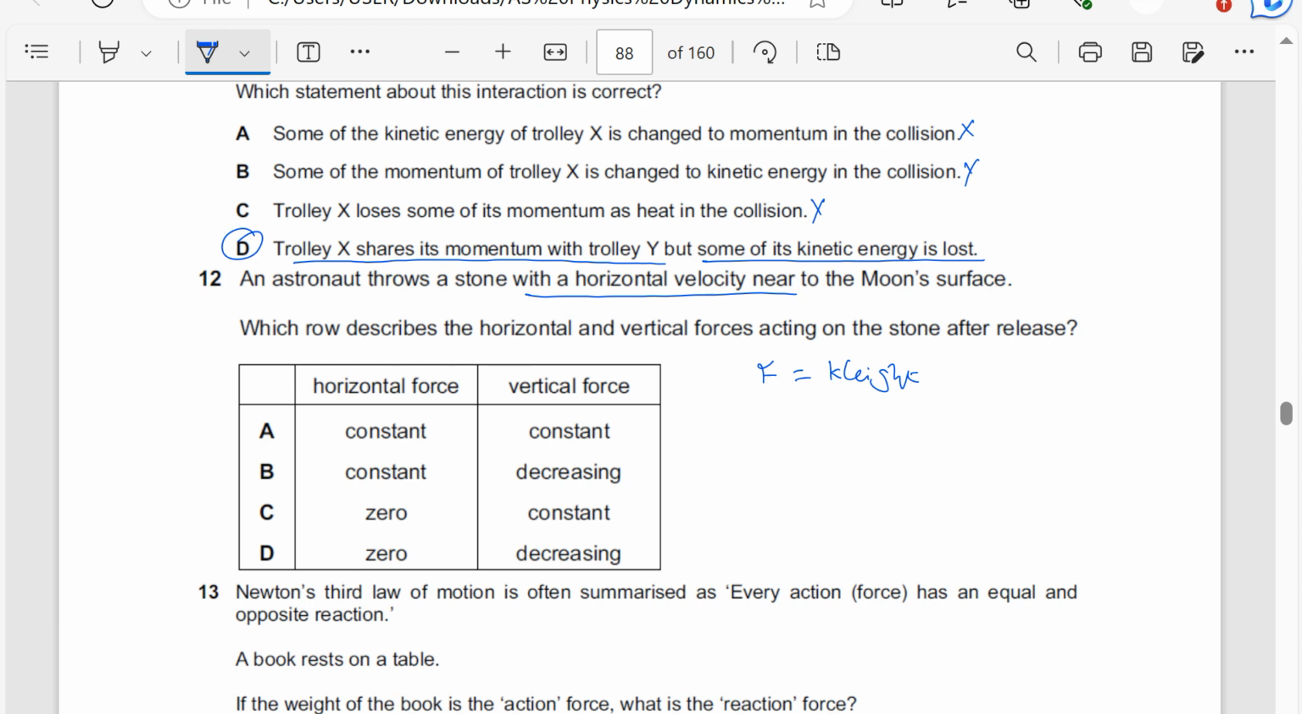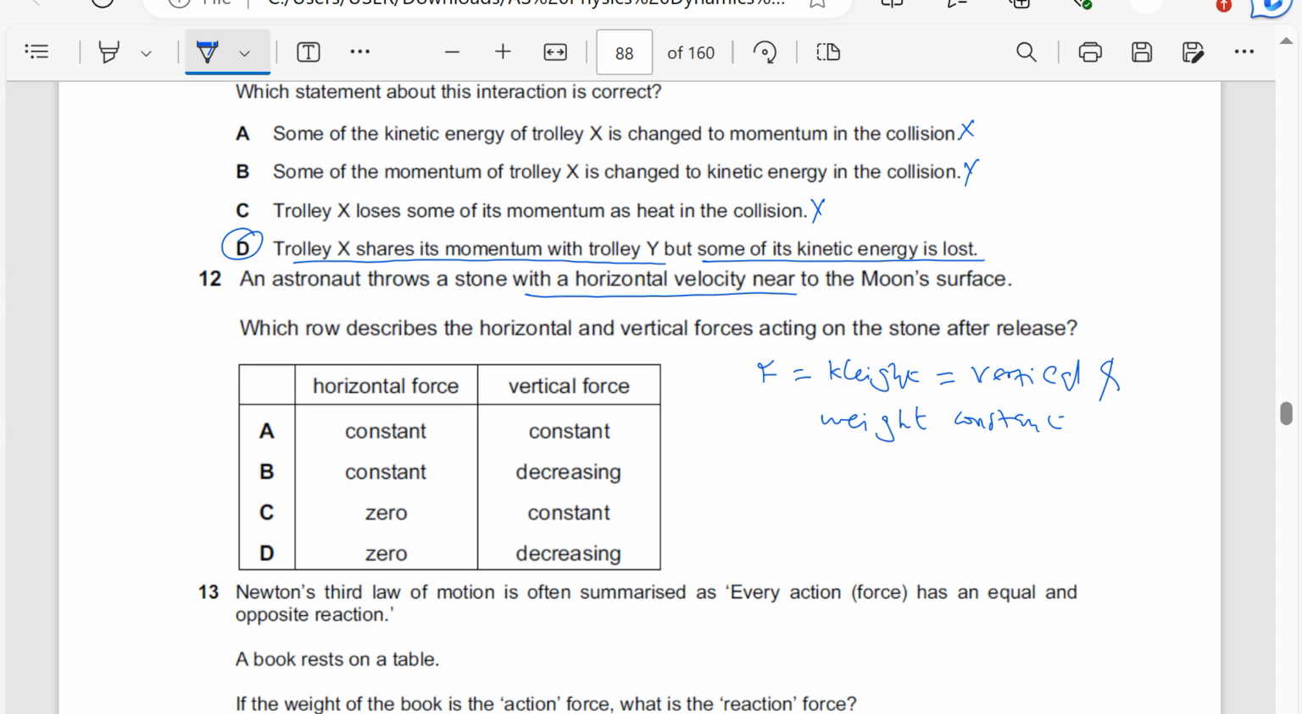The force is equal to the weight, and the weight acts vertically. It acts in the vertical and is constant. So the force is the weight, which is vertical. The weight is vertical, and the weight is constant. The weight of that object will be constant. So which law describes the horizontal and vertical forces acting on the stone after release?